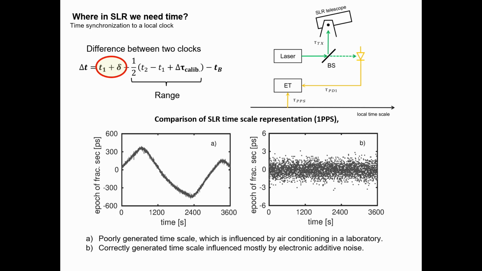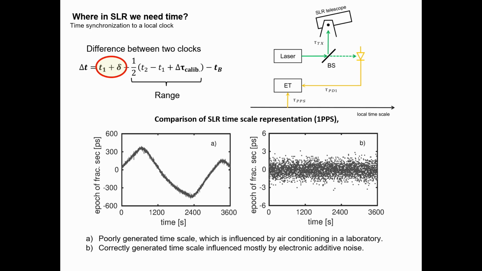Another challenge is to keep this transmit start epoch constant and to track the changes. This transmit epoch is based actually on two main parts of the delays. One part is the delay coming from the start detector, the signal path to the event timer, and the second part is the timing synchronization of the event timer to a local time scale. Here I put two examples.